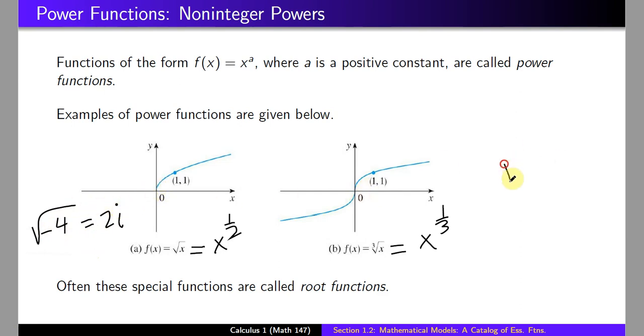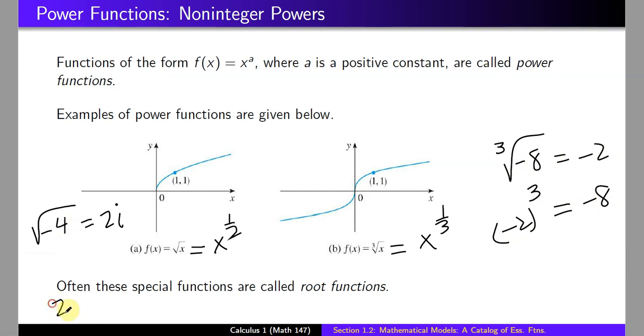You can take cube roots of negative numbers, like -8, for example. The cube root of -8 is -2. That's because -2 to the 3rd power gives you -8. Whereas you can't come up with a real number for the square root; you have to use imaginary numbers. 2i squared, because this is a second root or a square root, would give you -4. You can't come up with a real number to do that. Okay, so these are what these root functions look like, and these are just examples of non-integer powers.